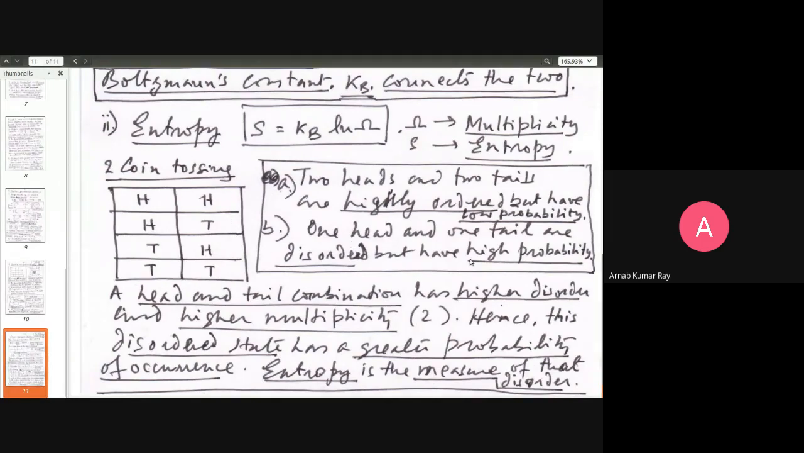So one head and one tail have a higher probability than all heads and all tails. Similarly, when you do it with 100 coin tosses, all heads and all tails are extremely low probable outcomes, but nearly 50 head and 50 tails will be the most probable outcome. However, now you have something else. Having all heads and having all tails are highly ordered systems. Everybody is very disciplined, all the coins. They fall and everybody shows head.